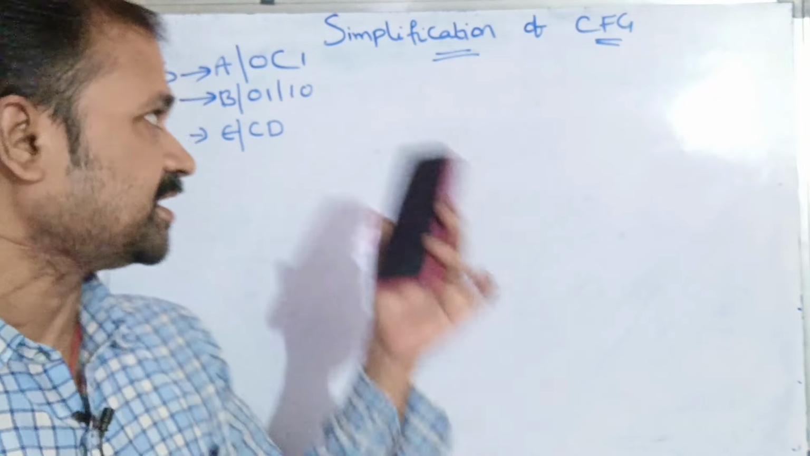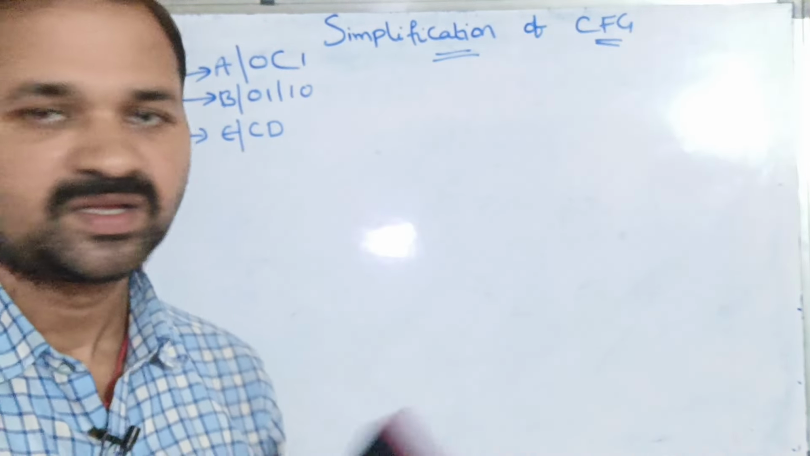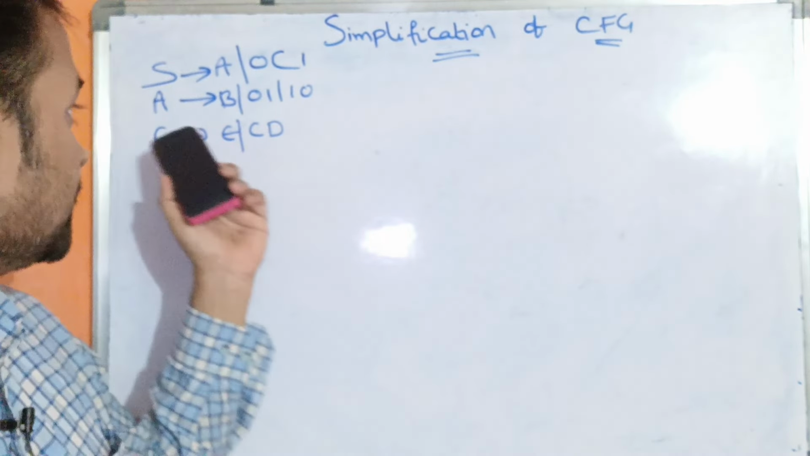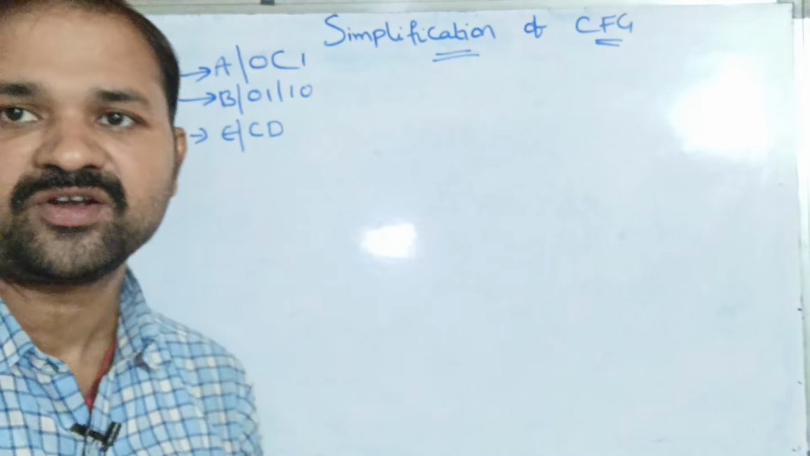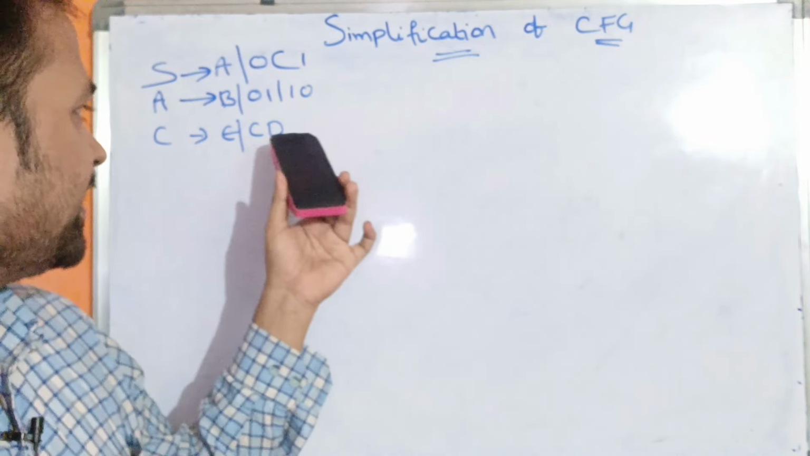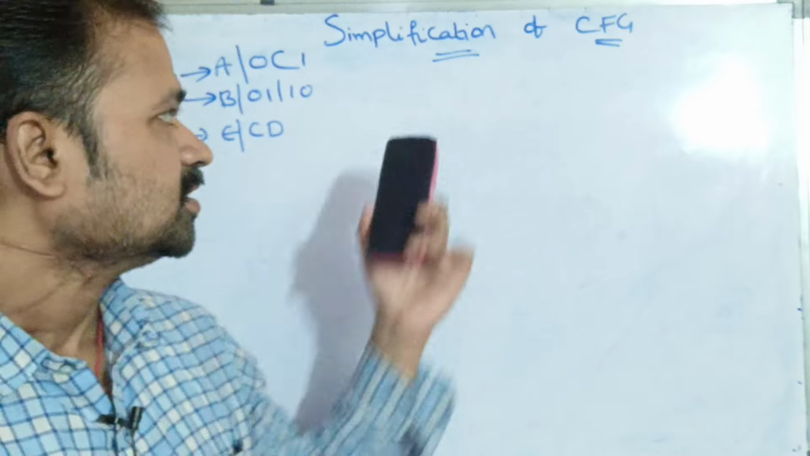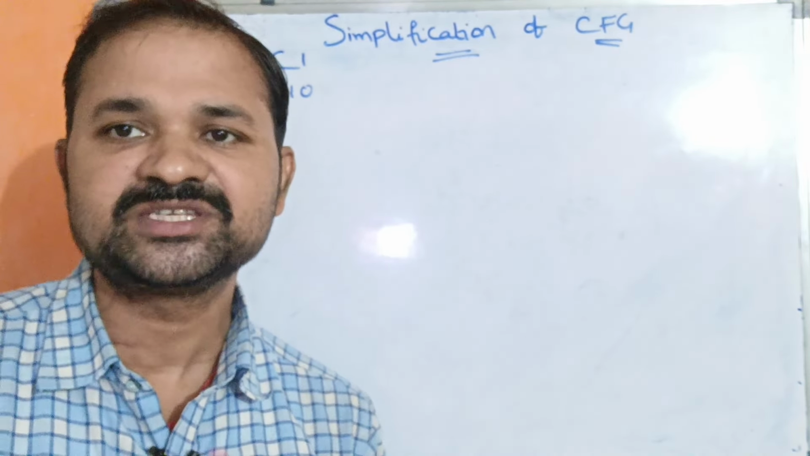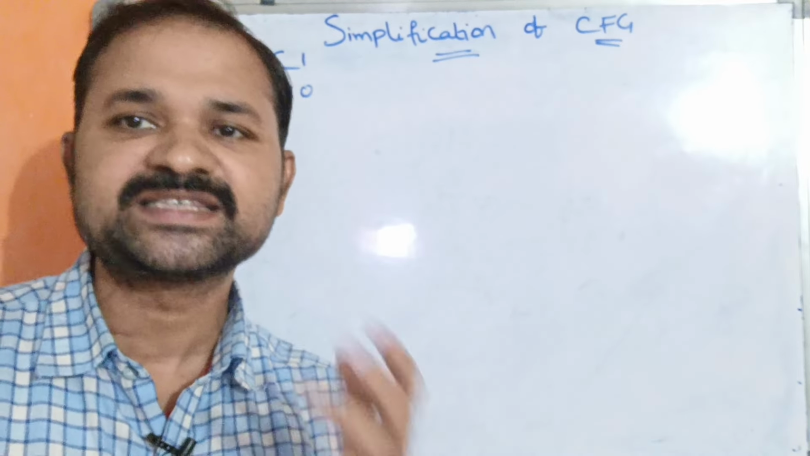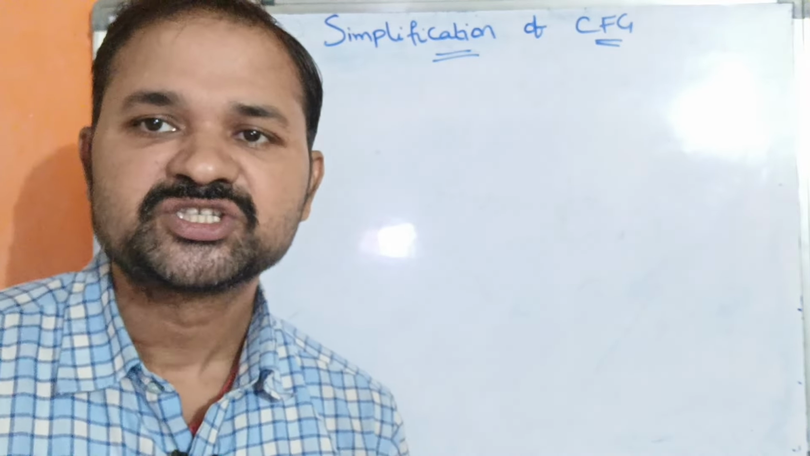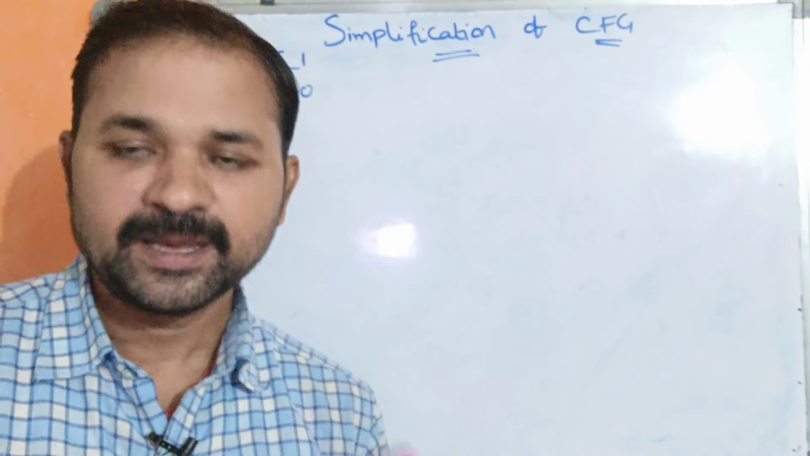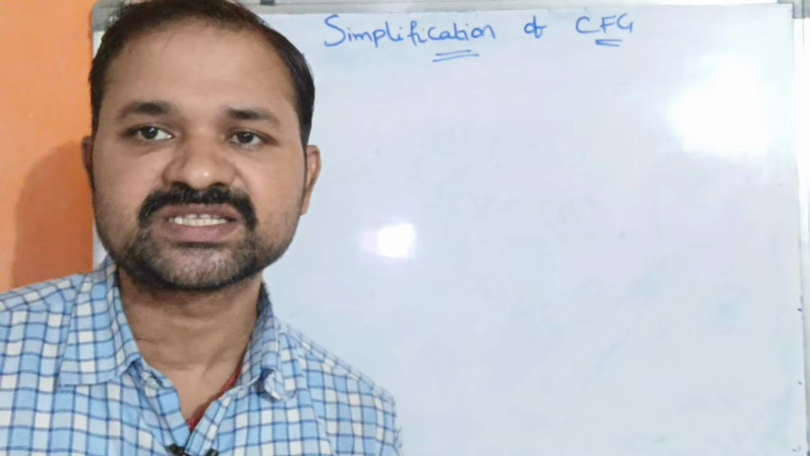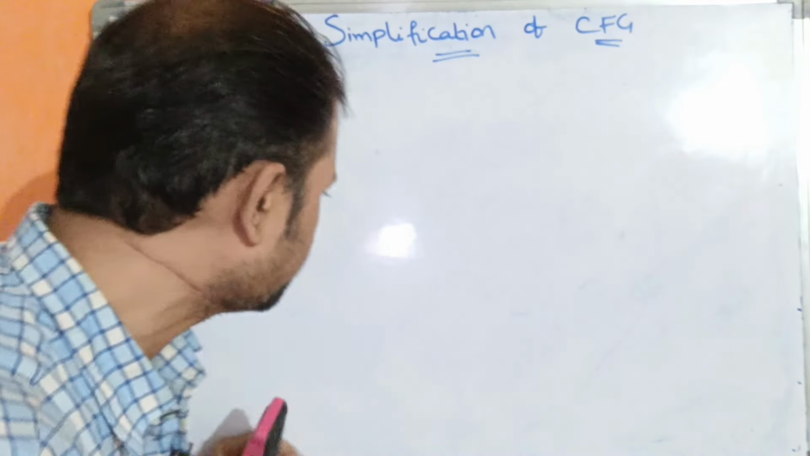Now let us see about simplification of CFG. So this is the grammar. S implies AB or 0C1, A implies B or 01 or 10, C implies epsilon or CD. We can simplify or reduce a context-free grammar in 3 steps. Step 1 is elimination of useless symbols. Step 2 is elimination of epsilon productions. Step 3 is elimination of unit productions. Let us see those 3 steps one by one.